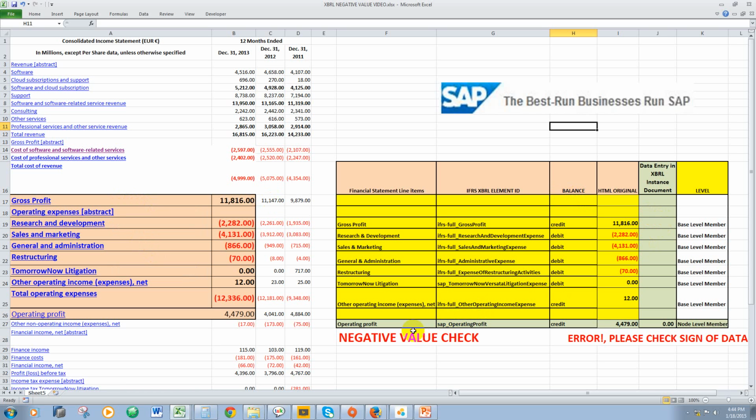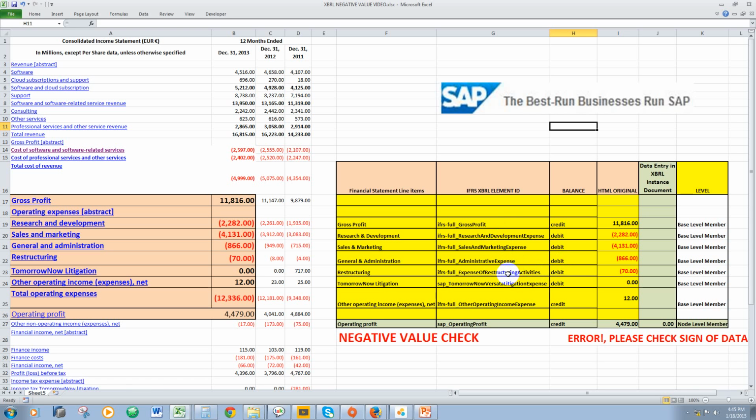So we have the calculated amount operating profit, which is a node member, and we see this as a custom tag with a credit balance, and we will see how the base level members impact the node level member with the help of their balances. We have gross profit, which has a credit balance type, research and development expense, sales and marketing expense, administrative expense, and expense of restructuring activities, each of which has a debit balance type.